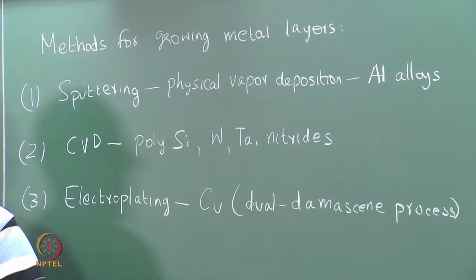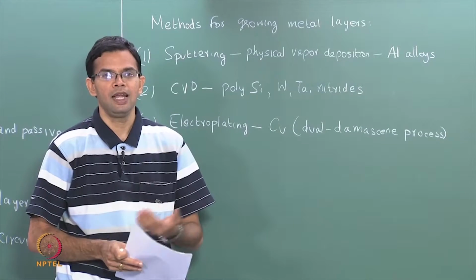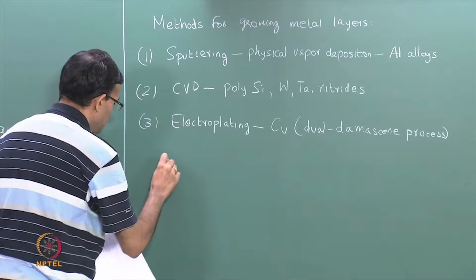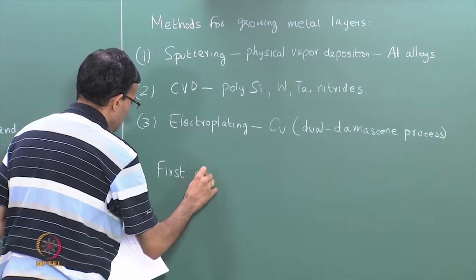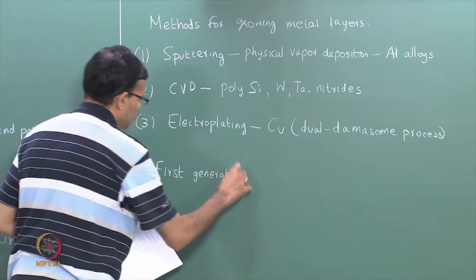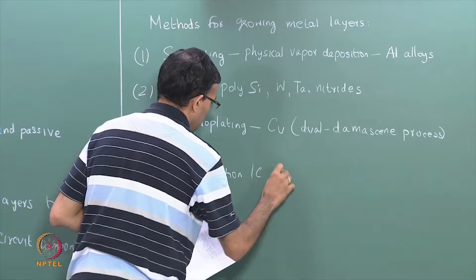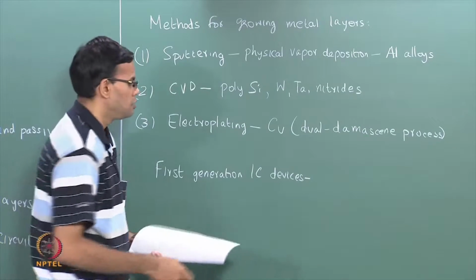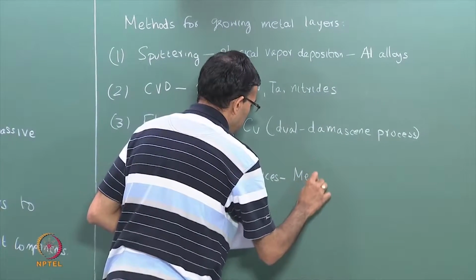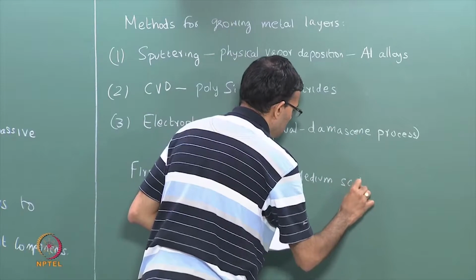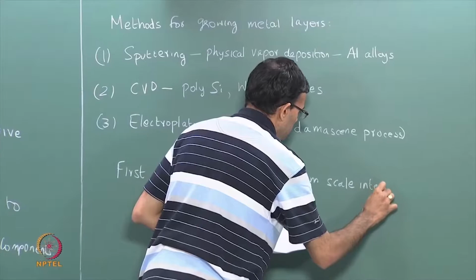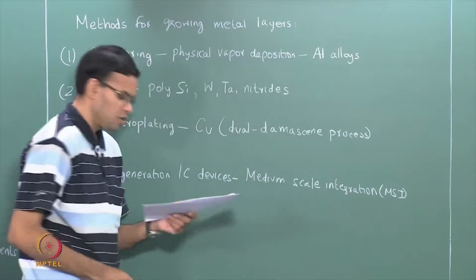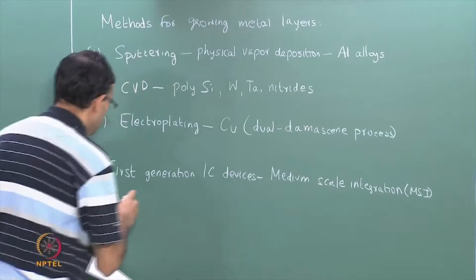If you look at the first generation of IC circuits, usually there was one layer of metal added, or one layer of metallization carried out. In the first generation devices there was usually a few hundred components per device, so it is an example of medium scale integration, MSI. So you essentially had a single layer of metallization.